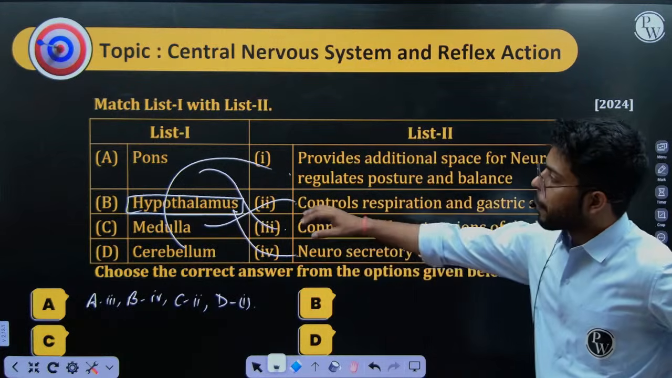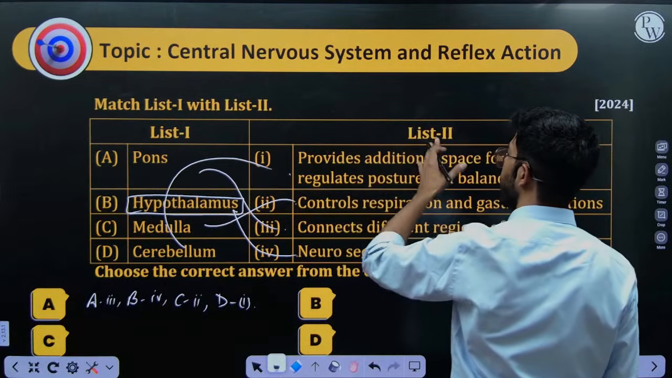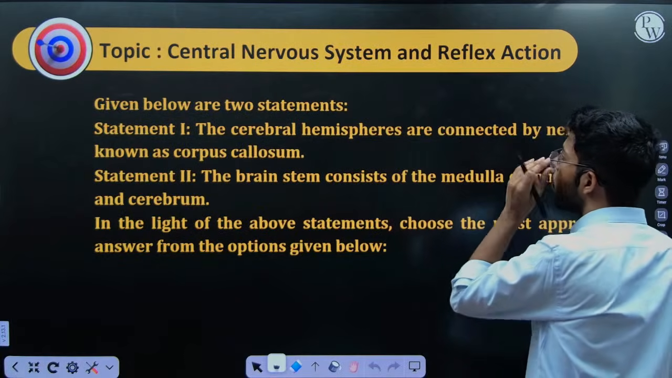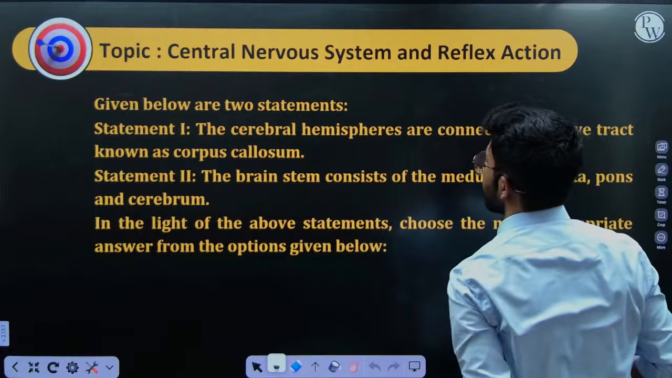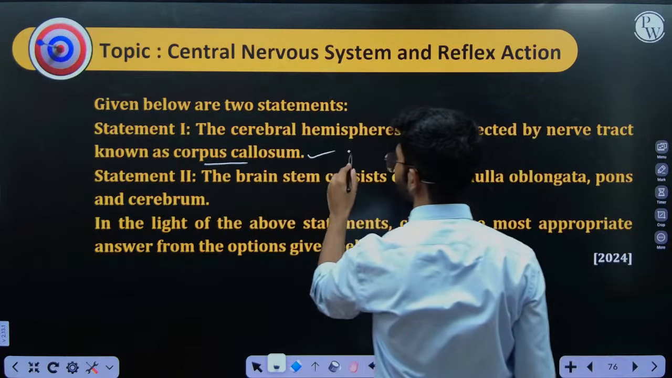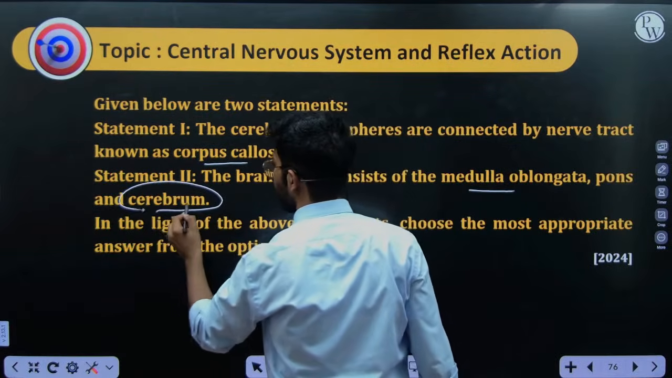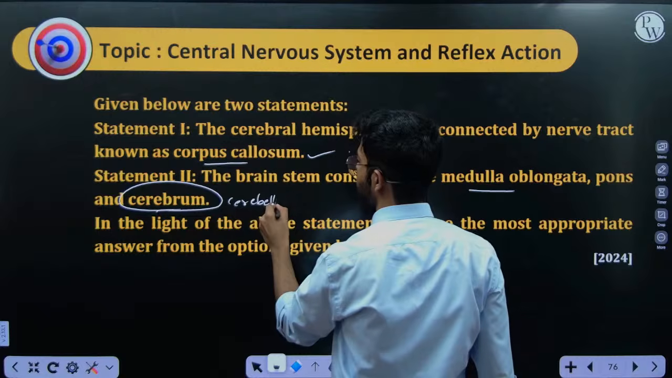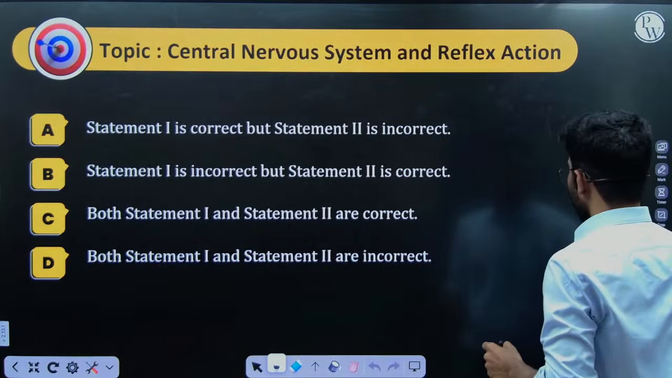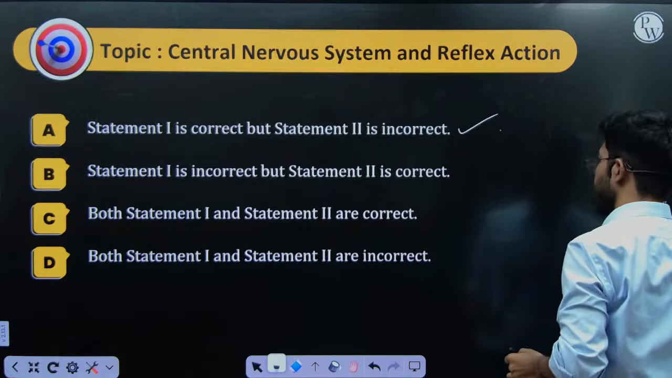So do not think about the options, just match list 1 and list 2. The answer will come out very easily. The cerebral hemispheres are connected by a nerve tract known as corpus callosum. Right, the brainstem consists of the medulla, pons and midbrain, not cerebrum, cerebellum. So this statement is wrong. So statement 1 is correct, and statement 2 is incorrect. That means the first option is the right answer.